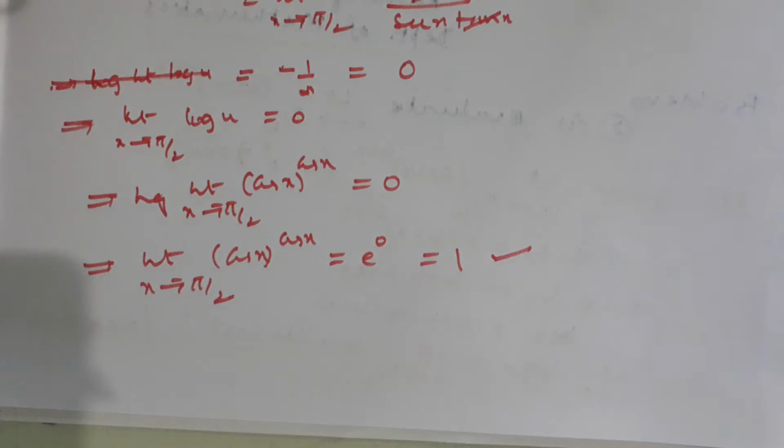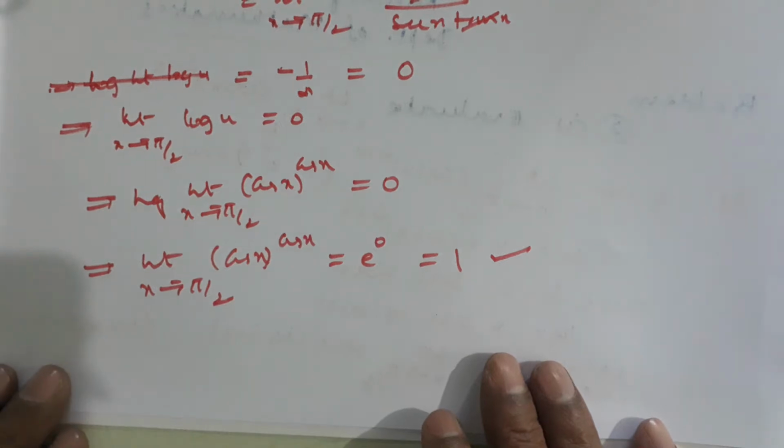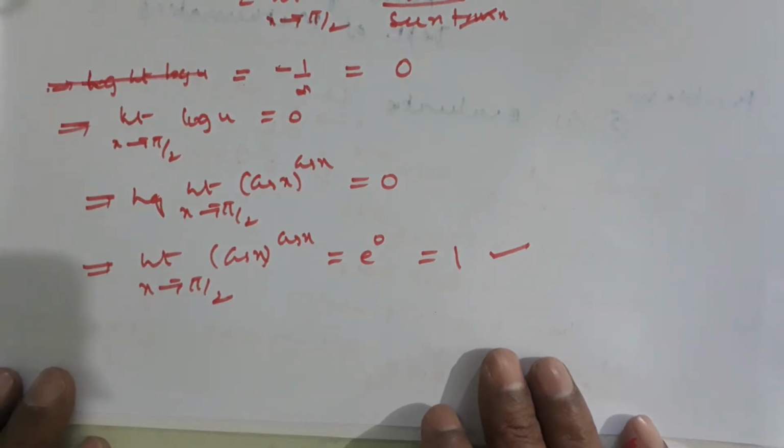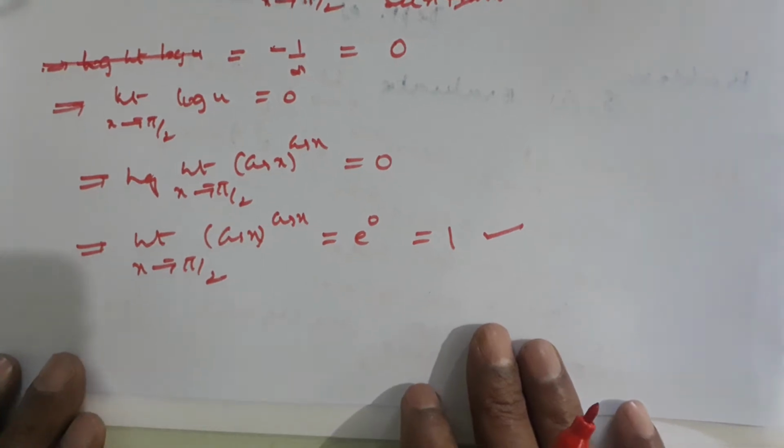So take the given function as u. Suppose if they are in the indeterminate form 0 power 0, infinity power of 0, or 1 power infinity, take the given function as u and take log on both sides and then simplify. That may be directly sometimes 0 by 0, or if 0 into infinity, again reduce to the 0 by 0 form, or maybe infinity by infinity form, apply the L'Hospital.